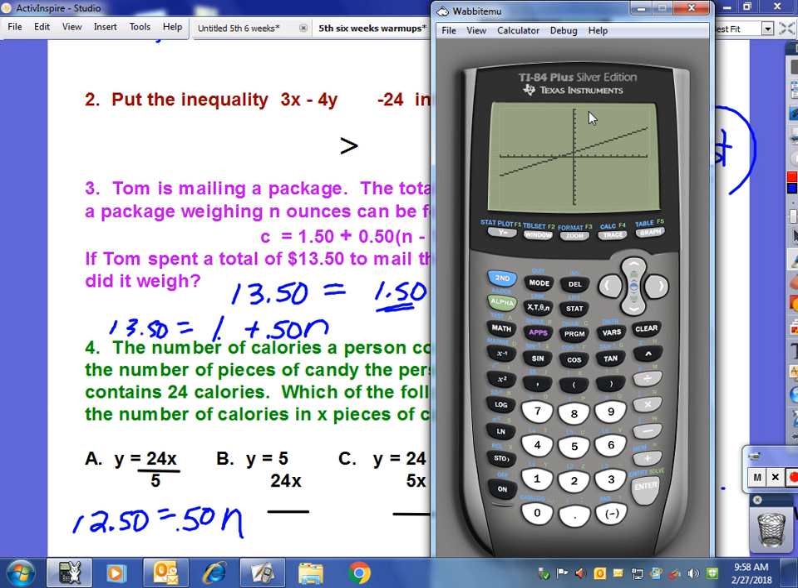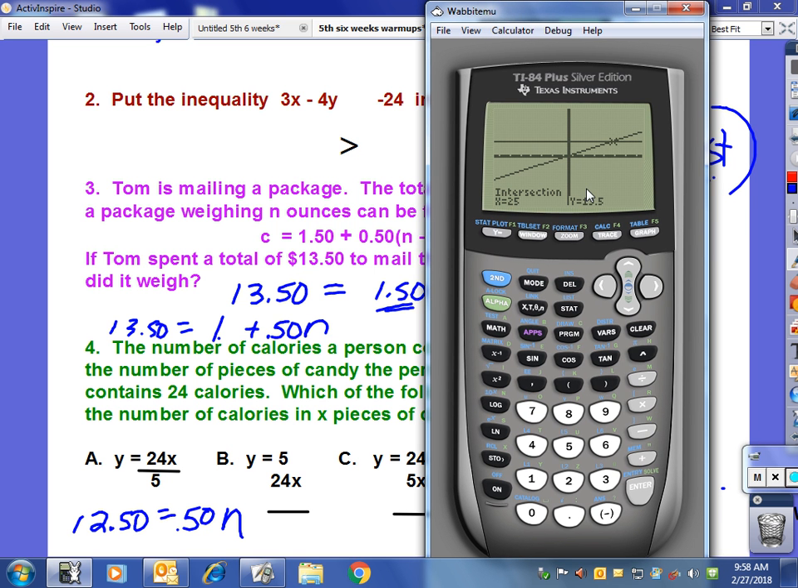Let's review how to zoom out. You hit zoom, you pick number 3, zoom out, and you have to hit enter twice or it's not going to do it. The calculator cannot tell you where it's intersecting unless it can actually see where it's intersecting. So I'm going to do calculate where they intersect, first curve, second curve, guess, and look what it tells me. If x is 25, look what y is. 13.50. That's the cost they gave us, and this is the number of ounces, 25 ounces.